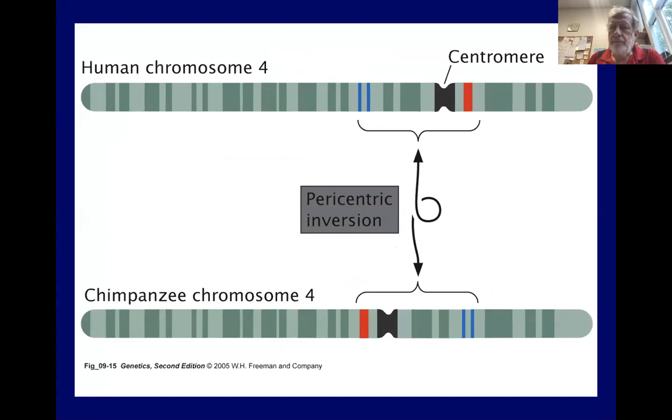Pericentric inversions have been important in our ancestry. So here's our chromosome 4 and the chromosome 4 of our closest living relative on the planet, the chimpanzee, and they differ by a single pericentric inversion. We don't know which one is ancestral or which one is the evolved condition because, of course, chromosomes don't fossilize.